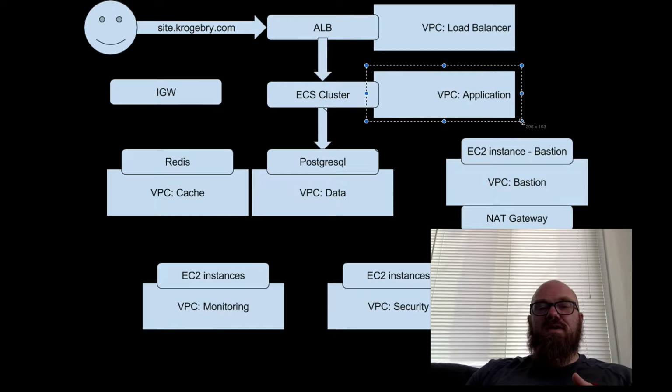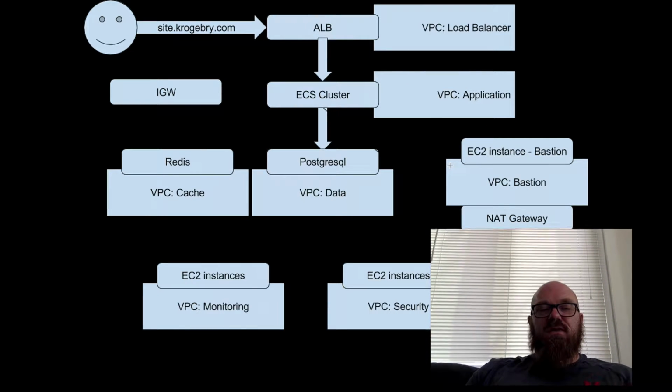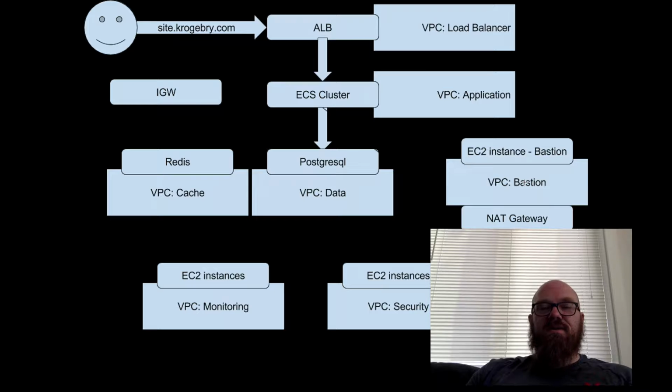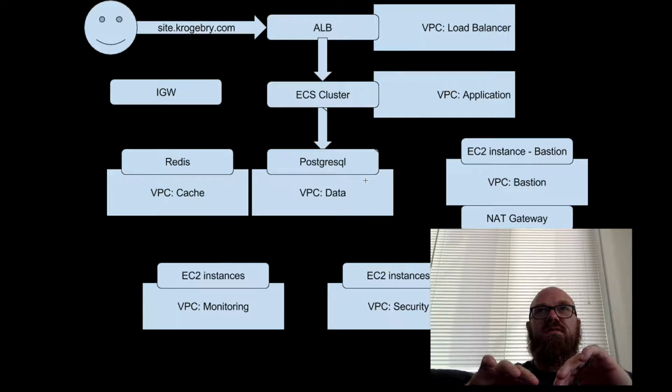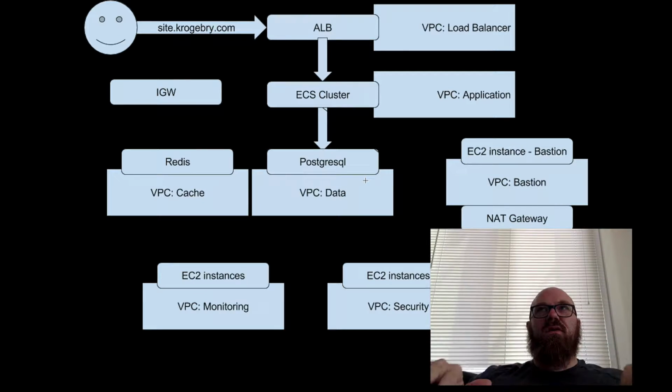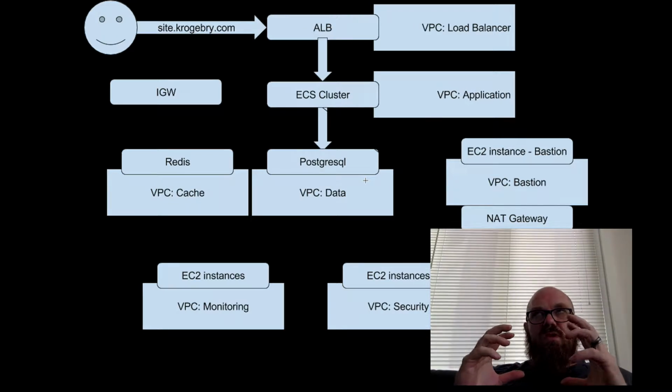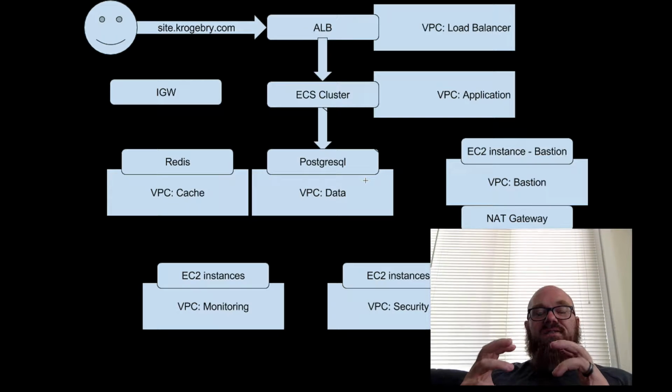The subnet application will have the EC2 instances and so on and so forth. So we'll have monitoring, security, and bastion, as well as data and cache. So all of those are different subnets, they're different CIDRs, they're separate from each other, they can have their own individual route tables, ACLs, all that stuff. The reason for doing this is because of this idea of a blast radius.